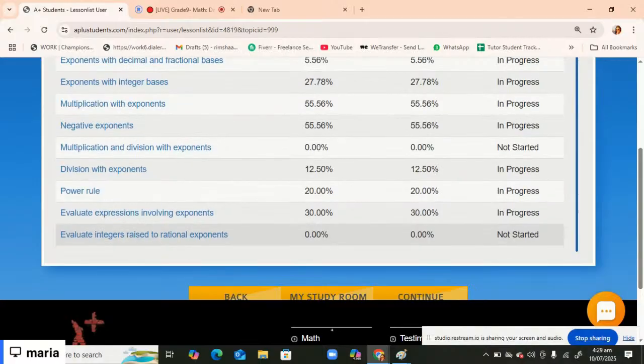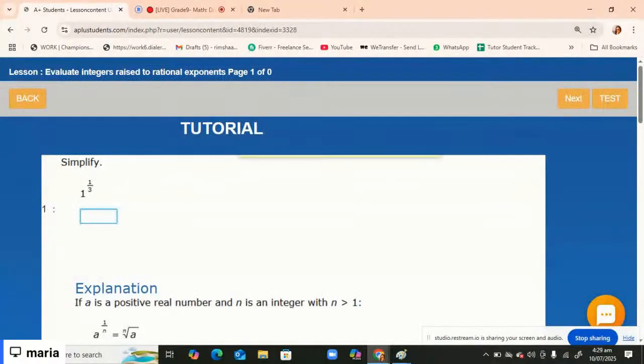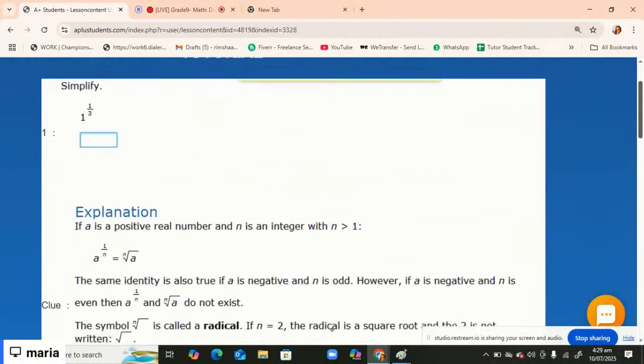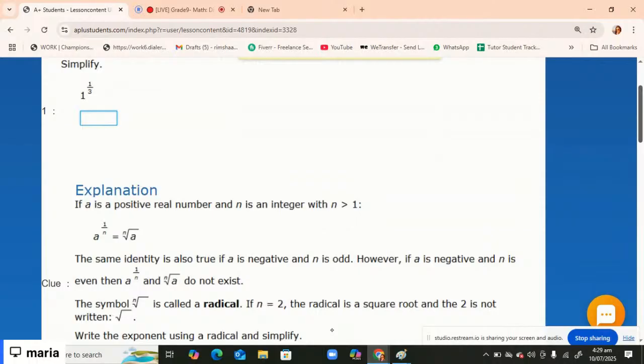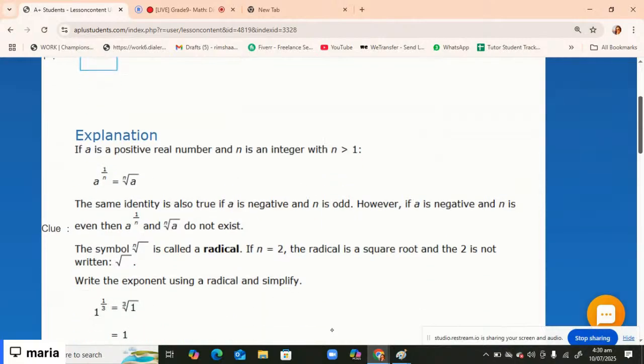Evaluate the integers raised to the rational exponents. 1 to the power 1 by 3. This shows a to the power 1 by n, and this n is an integer with n greater than 0. This is a positive number. This symbol is called the radical.